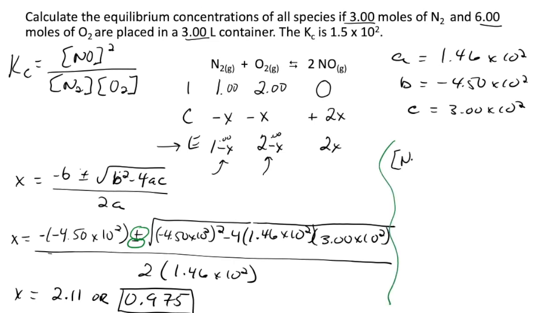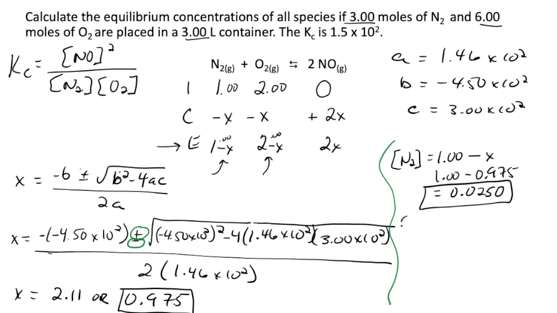So the concentration of N2 is 1.00, including our significant figures, minus x, which is 1.00 minus 0.975, and that equals 0.0250 if we're doing it to three significant figures. The concentration of O2 is 2.00 minus x, which is 2.00 minus 0.975. And that gives a concentration of 1.03, which is to 3 sig figs.